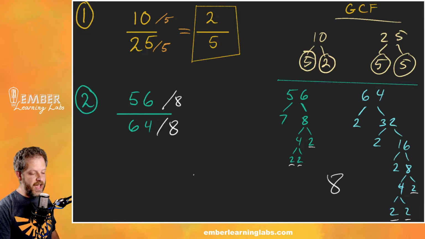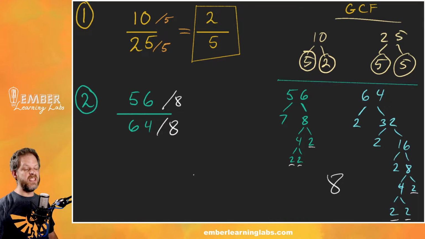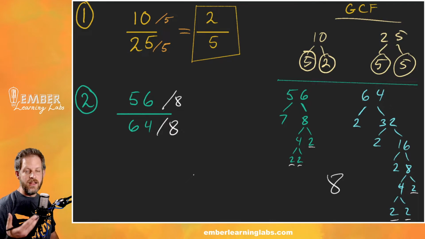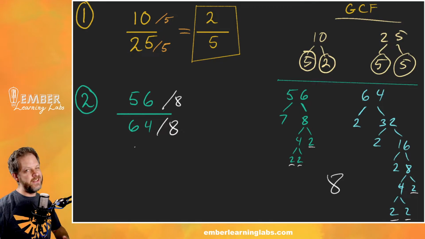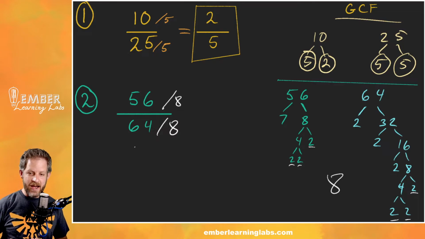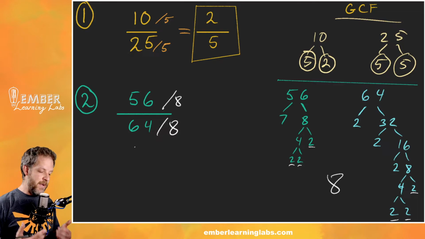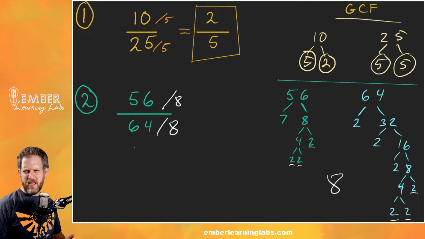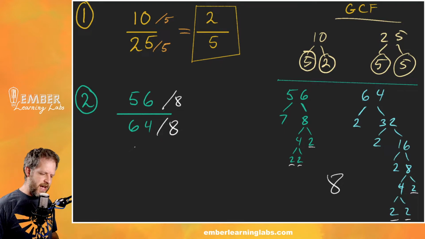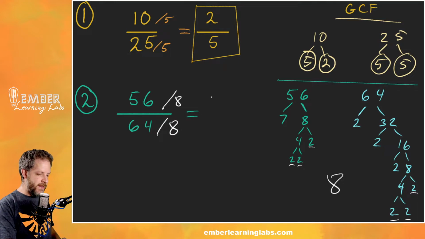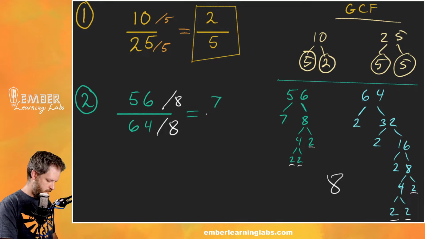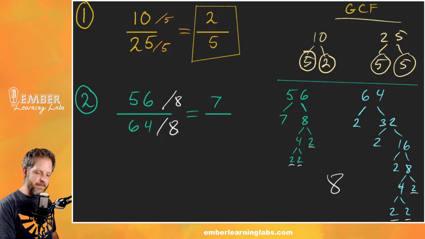Now, the better you have your multiplication tables memorized, the more likely it'll be that you can just look at 56 and 64 and say, oh, look, 8 goes into both of those already. The better you have your times tables memorized, the easier these will be because you'll be able to identify numbers a lot easier. Okay, so we end up with 56 divided by 8 is 7. 64 divided by 8 is 8.